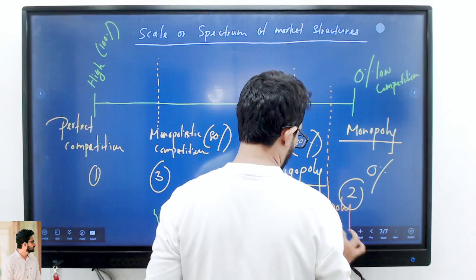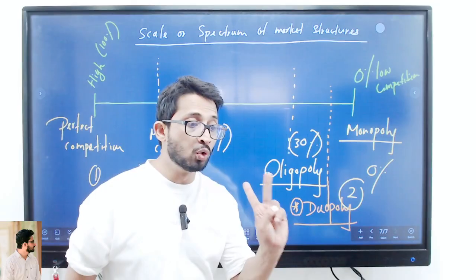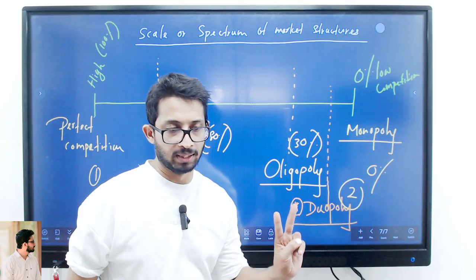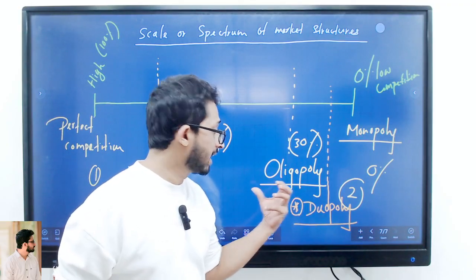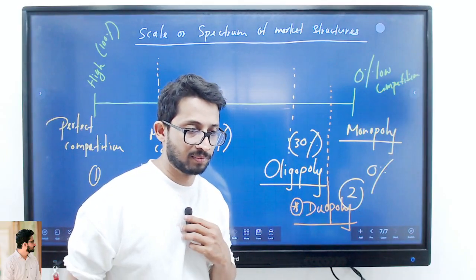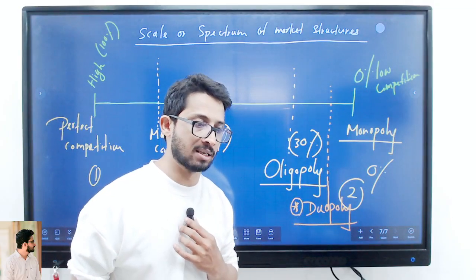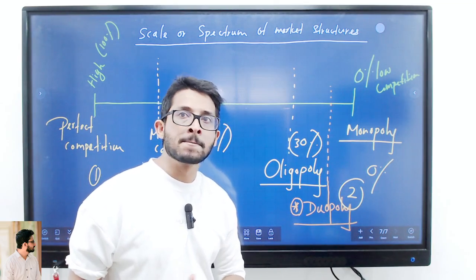D-U-O-P-O-L-Y. Duopoly. Duopoly means the market is dominated by only two firms. It is even more critical than oligopoly. Not monopoly. The market is dominated by only two sellers. Sri Lanka's gas market, for example, is dominated by Litro and Laugfs.